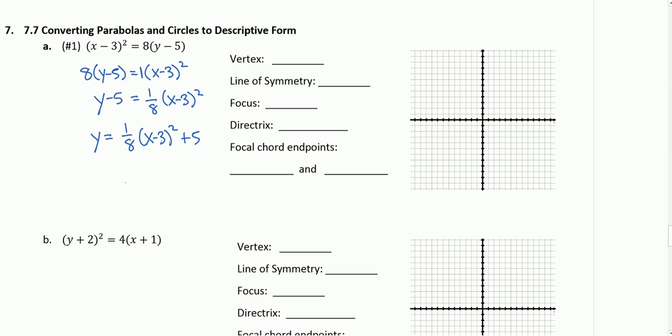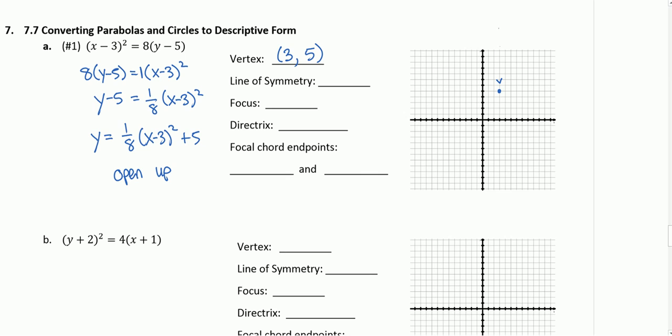Starting with our vertex, that minus 3 contributes to the x value, because it's with the x in there, and the 5 is our y value. So I'm going to plot that, and label it with a V for vertex. This parabola is going to open up. And I know that because it starts with a y equals, so it's opening along the y-axis, and because the 1/8 is positive, so it opens in the positive y direction.